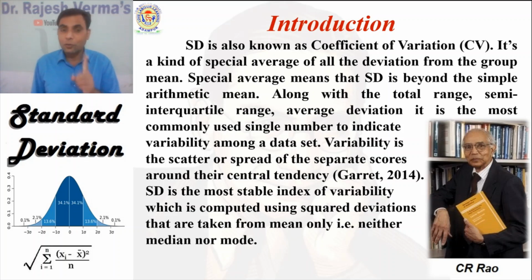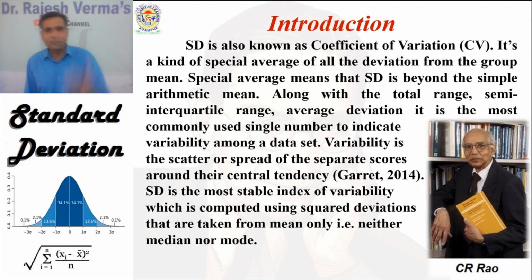So the point you have to note here is that it's a kind of special average. Special average means that standard deviation goes beyond the simple arithmetic mean. Though it's a kind of average, it is a special average. Why is it special? Because it goes beyond the simple arithmetic mean. We'll let you know why it is known as a special average.